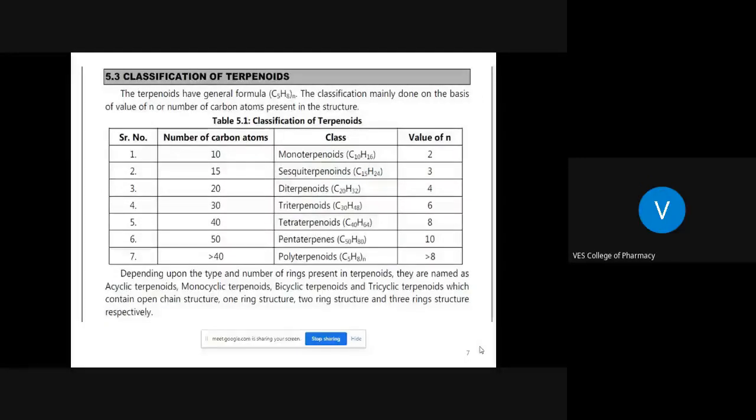So, depending upon the type and the number of rings present in the terpenoids, if it is a straight chain compound, then they are named acyclic terpenoids. If the terpenoids contain 1 ring structure, then it is called monocyclic terpenoids. Example is menthol. If there are 2 ring structures, then they are called bicyclic terpenoids. If there are 3 ring structures, then they are called tricyclic terpenoids. There are some terpenoids which may contain an open chain structure, or it can be a closed chain structure as well.